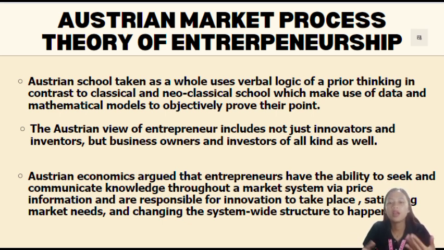For example, let's say we're talking about the price of apples. Alfred Marshall, he is a neoclassical economist. He would say that the price and quantity of apples sold are determined by how many people want apples, or how many people demand apples, and how many apples are available. He would use data like sales numbers and mathematical models to prove this.